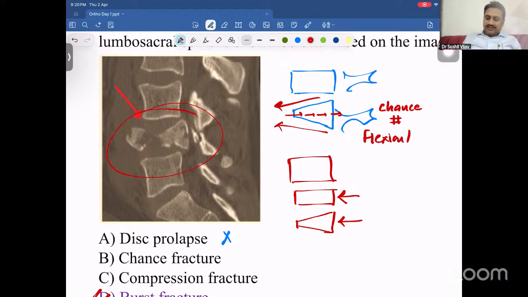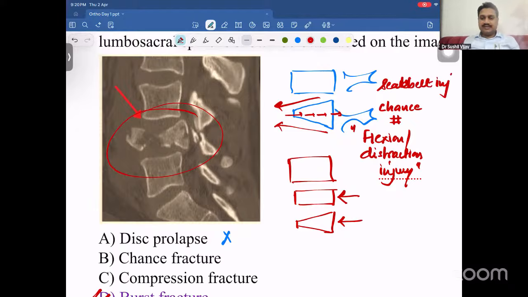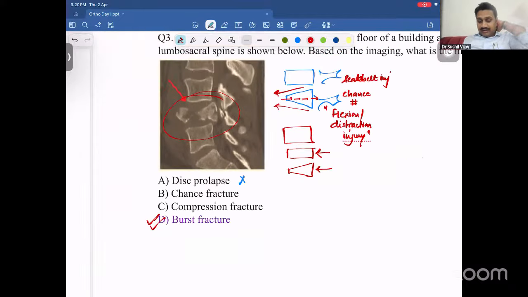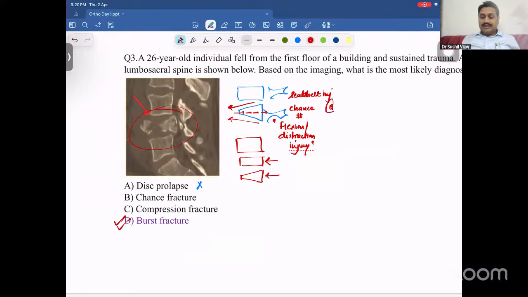Chance fracture is a flexion distraction injury, right? That is Chance fracture. Very good. Seat belt injury. Very nice. This is called the seat belt injury. Okay. So Chance fracture has been a question in your INSET exam in previous sessions. You should not miss it.